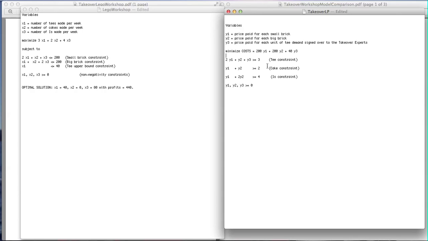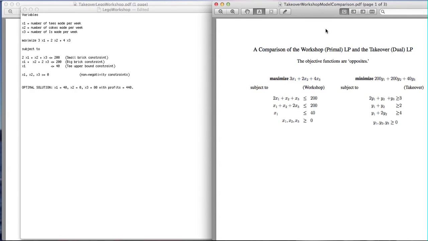And then in the takeover problem, I have constraints associated with T's, cakes, and I's. So there's this nice synergy between the Lego workshop linear program and the takeover linear program. What I want to do is highlight the comparisons between these, and I think that's a little bit easier done using colors to show you where things are. So I'm going to bring up a document that lists and condenses the two linear programs together.